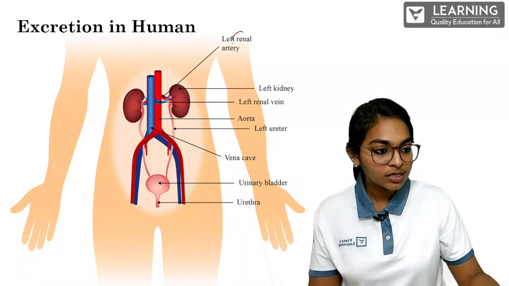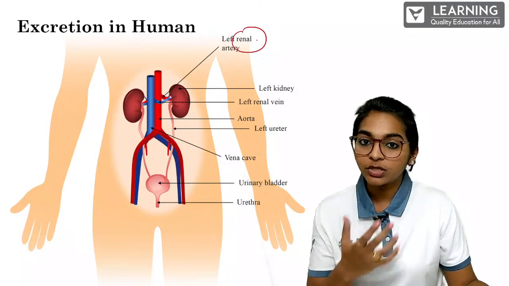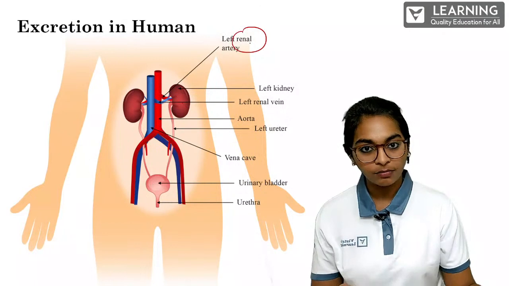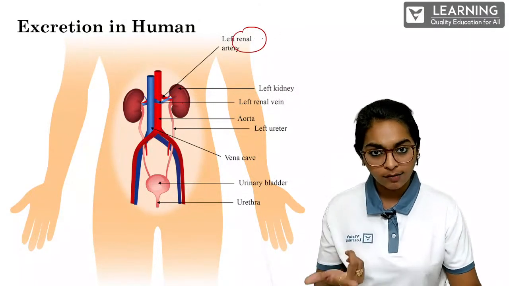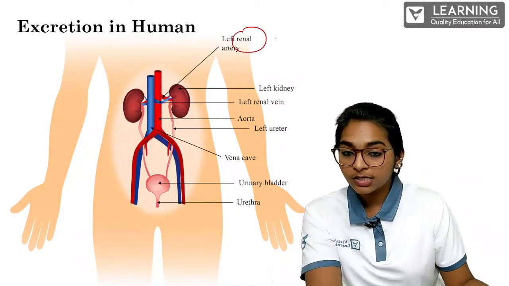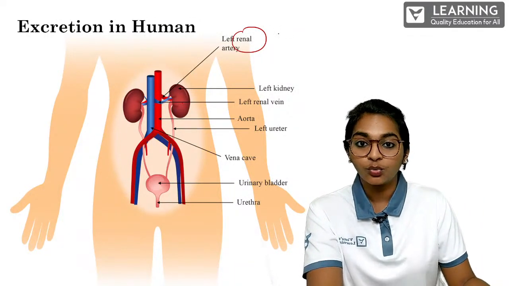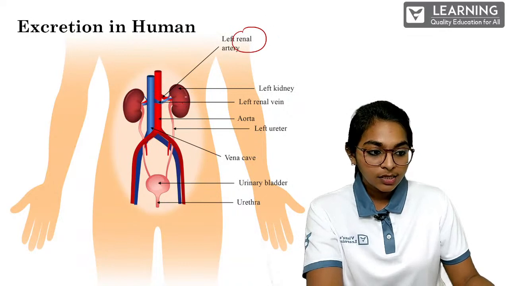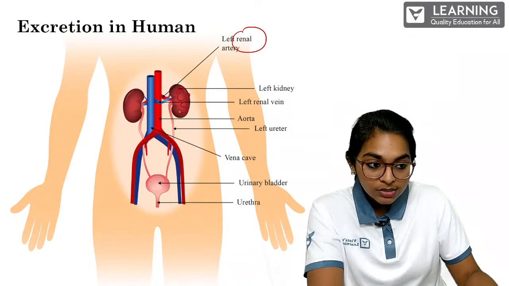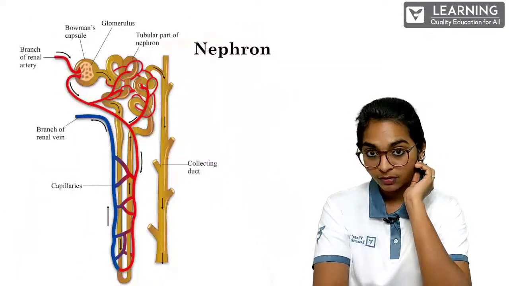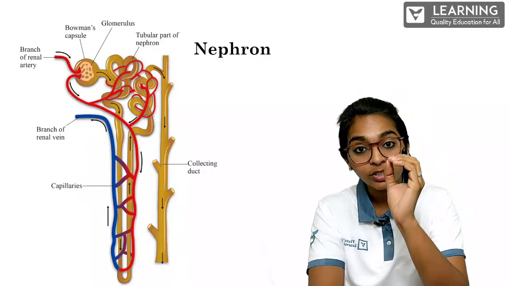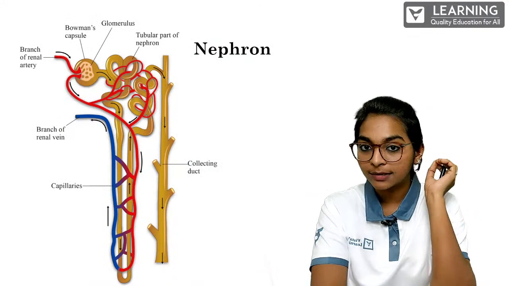So here you can see this word renal. Renal is something which always refers to kidneys. Is that clear? As I said, lungs means it will refer to pulmonary, heart means it will refer to cardiac. So here renal means it's something which will refer to kidneys. Is it clear? So in kidneys, what is it that helps in excretion? Nephron. Okay, nephron is a functional and structural unit of a kidney.